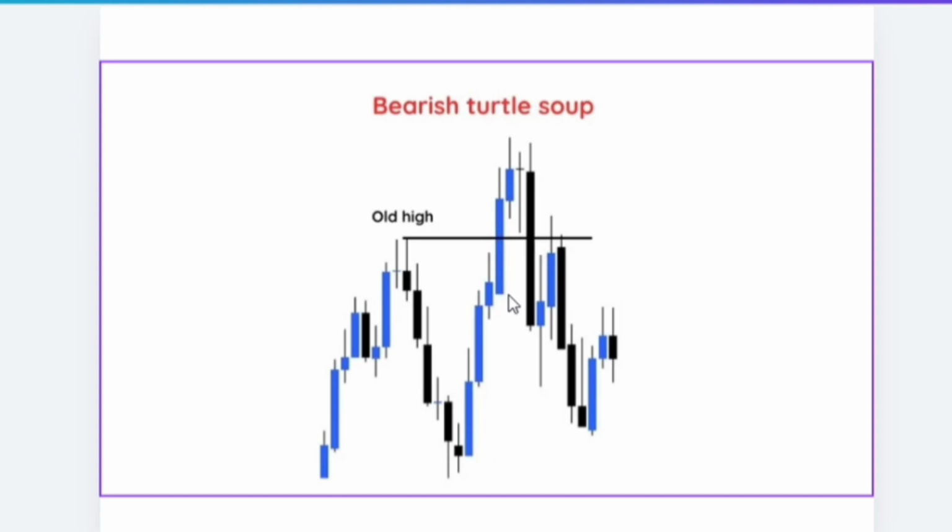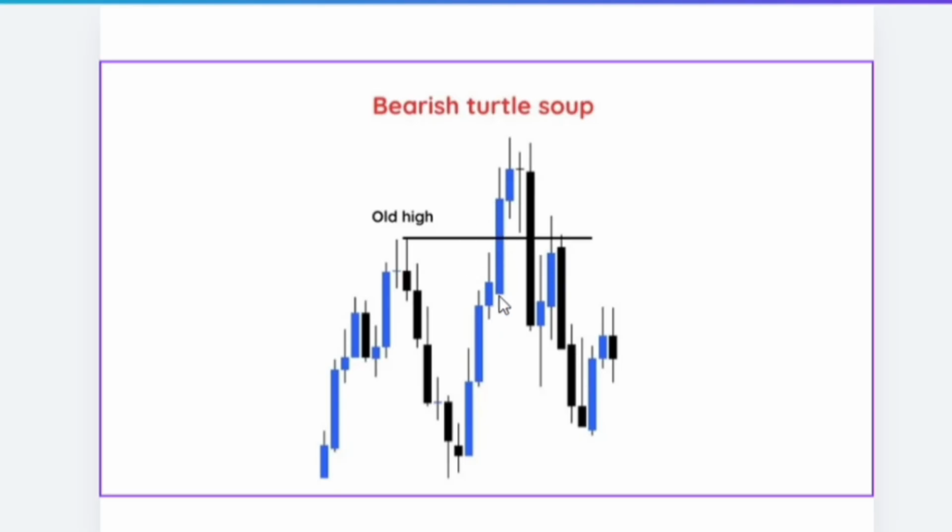Now we have bearish turtle soup and bullish turtle soup. Remember what I showed you guys in that diagram. This is our old high and price swept above it. This candlestick is our turtle soup candle because it is the candle that does the sweeping. It is the candle that swept this old high. That is why I say this candle is our turtle soup candlestick. For bullish turtle soup, we need to sweep the low and buy. But for a bearish, you need to sweep the high and sell.